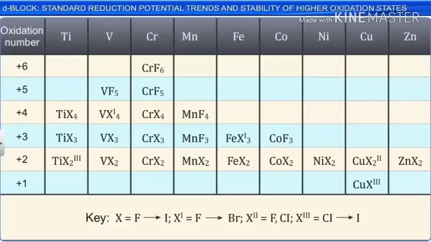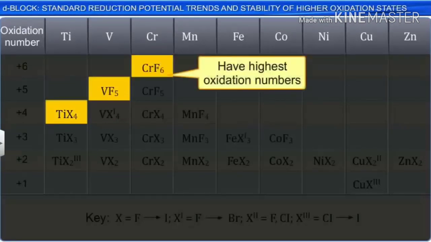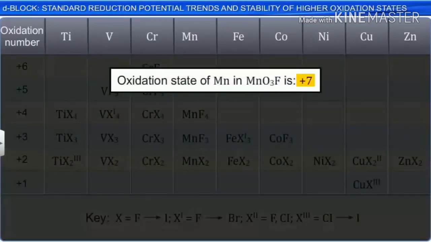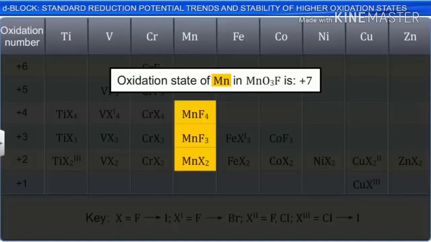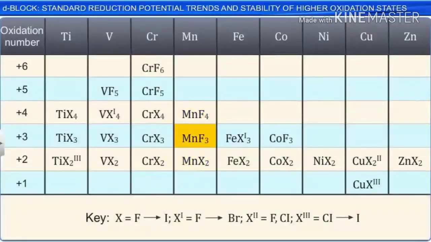As can be seen from the table, titanium tetrahalides, vanadium pentafluoride, and chromium hexafluoride have the highest oxidation numbers. The highest oxidation state, +7, for manganese is not seen in simple halides, but MnO3F is known. Beyond manganese, no metal has a trihalide, with the exception of cobalt trifluoride and the trifluorides, trichlorides, and tribromides of iron.